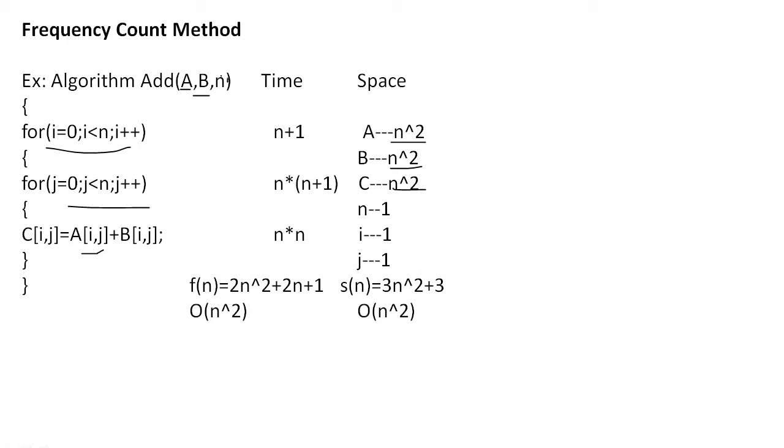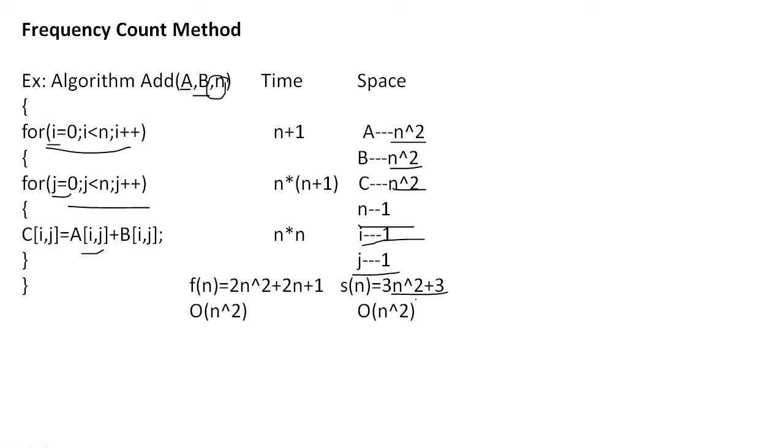And to know the value of the variable n, it requires one word of space. For the iteration purpose, I am using the i variable and the j variable. The i variable also requires 1 unit of space, and the j variable also requires 1 unit of space. The total amount of space required for this algorithm is n square plus n square plus n square plus 1 plus 1 plus 1 plus 1, which is 3n square plus 4.